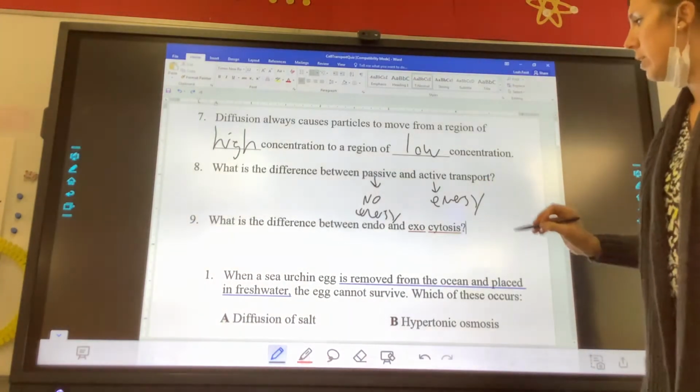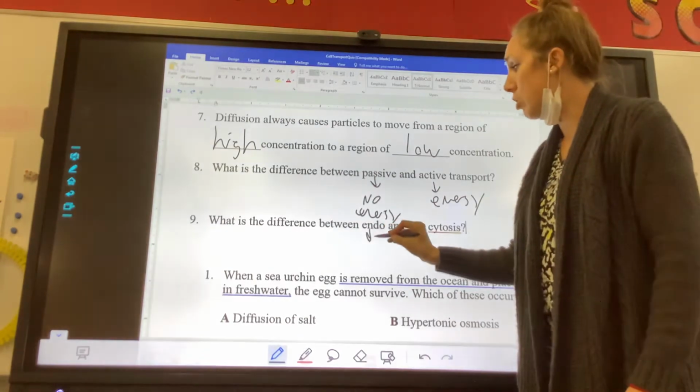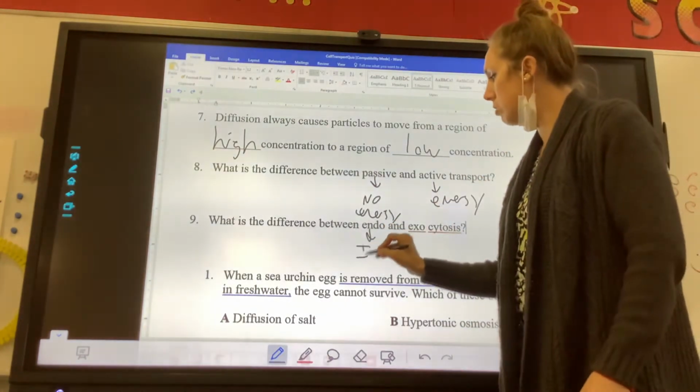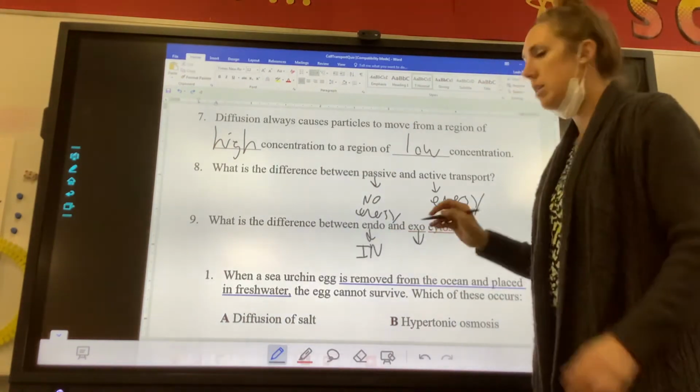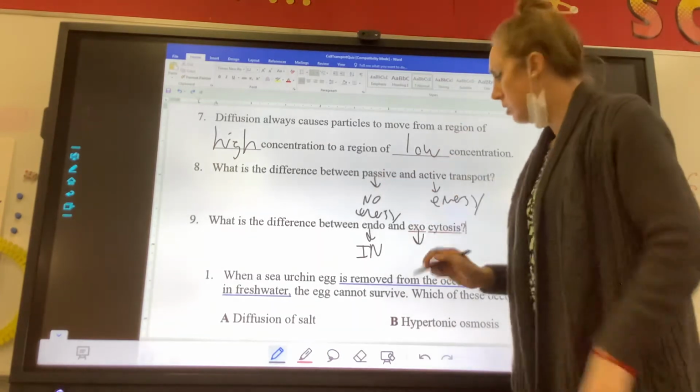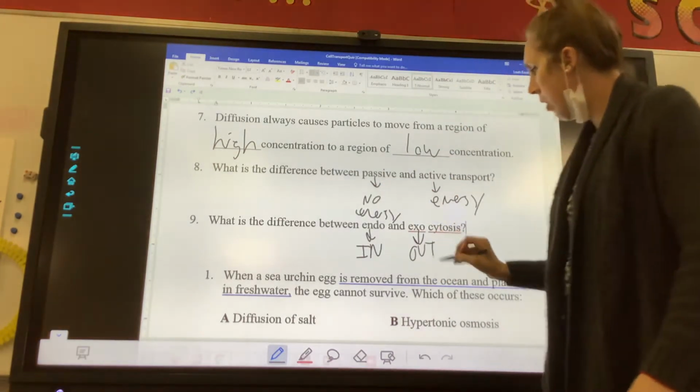What is the difference between endo and exo? Endo is, you could have said, bringing in or engulfing large molecules. Exo is expelling or having the cell membrane put out large molecules. Okay.